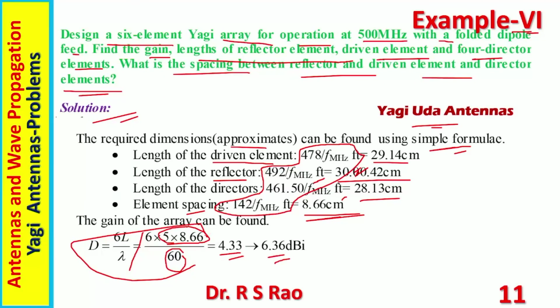Now one point, how this 5 into 8.66 has come into being. This is the reflector. This is the driven element. 4 directors are there. So spacing is 8.66 cm. So naturally, this is 1, 2, 3, 4, 5. 5 into 8.66 cm becomes the length. 60 cm is the wavelength corresponding to 500 megahertz. So that way, this problem solution has come into being.